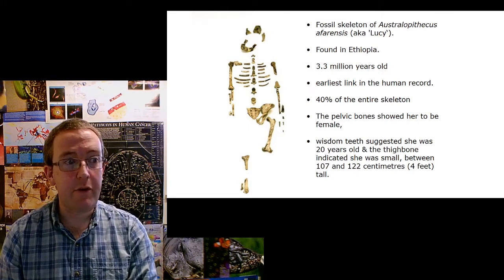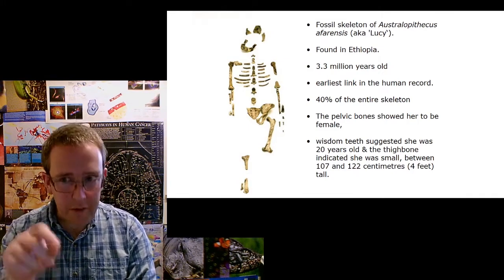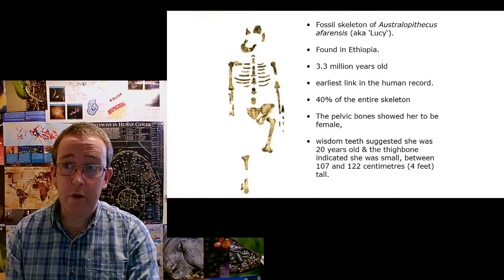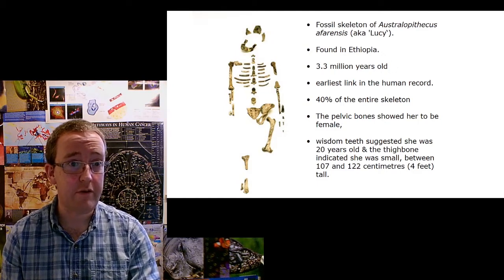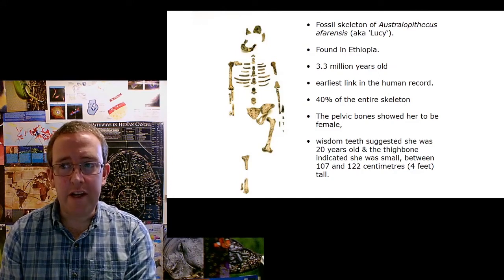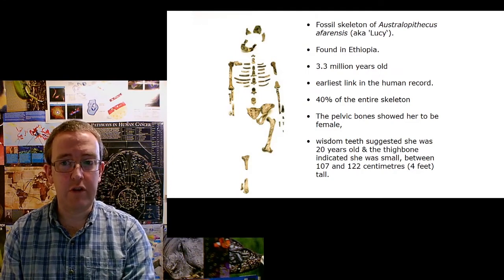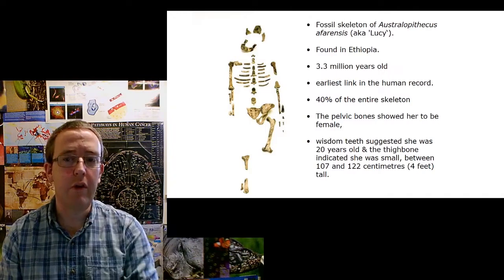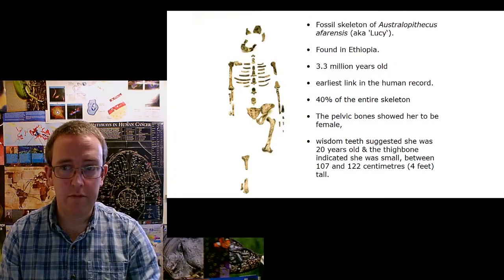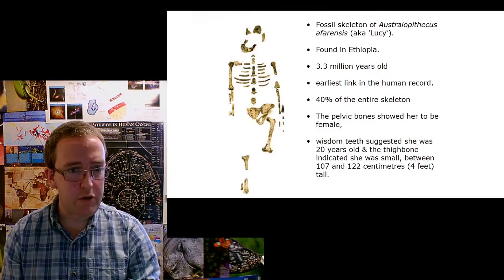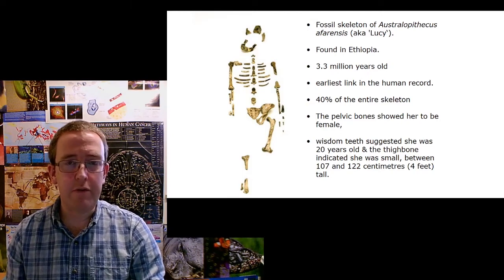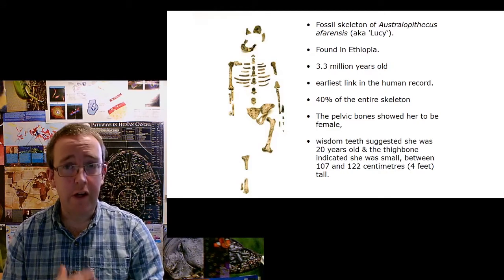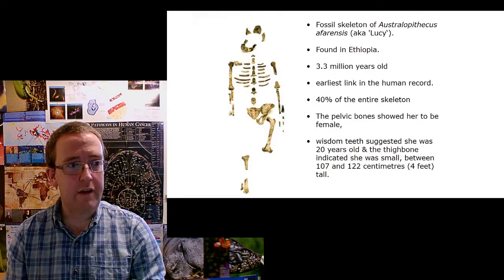The reason she got the name Lucy is that the paleontologists, while they were there with their brushes, digging her up in Ethiopia, were listening to the Beatles, and particularly Lucy in the Sky with Diamonds. So the story goes. So she's one of the earliest links in the human record and shows us a nice progression through to what we are now. She was quite short, 4 foot tall. But fossils are incredibly useful in showing us our ancestry, the links between great groups, and the history of life on our planet.